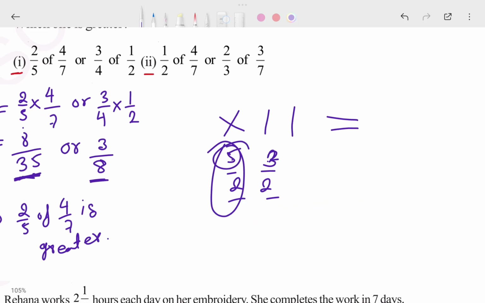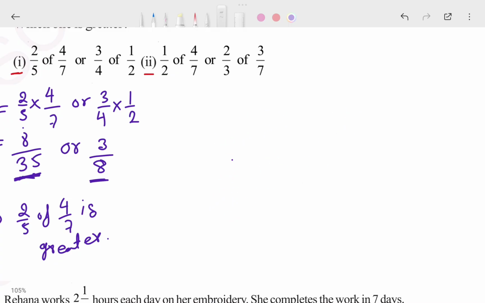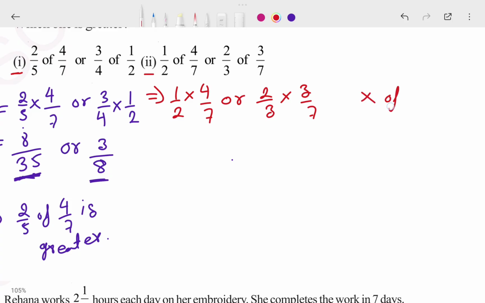Now let's see the question number second one here. The same way, the second question we can solve like that only, but let's see this one. So here we write 1 by 2 cross 4 by 7, or we can write here 2 by 3. "Of" means cross only, don't worry about it. If you want to write cross, I have written cross. If you want to write "of", you can write "of", nothing will happen.